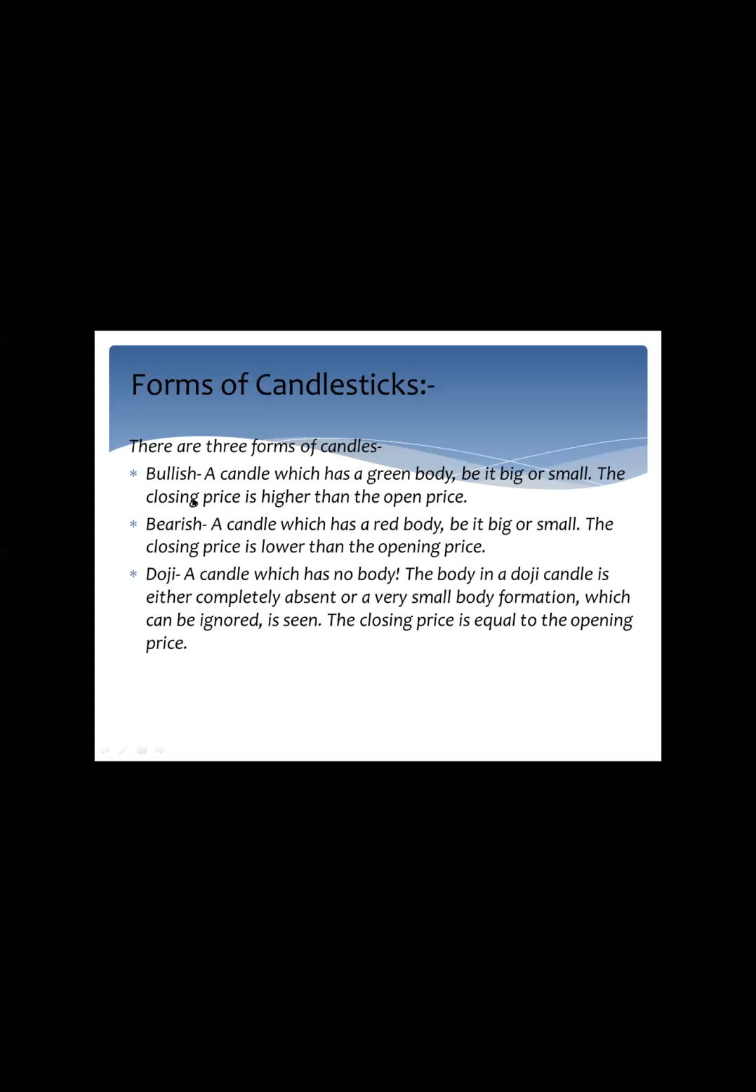I told you the forms of candlesticks: bullish, bearish, and doji. Bullish: green body, be it big or small, it is a bullish candle. A bearish candle, be it big or small, the body size doesn't matter, the body should be red in color. While a doji has no body, the body in a doji candle is either completely absent or a very small body formation which can be ignored is seen. The closing price is always equal to the opening price in a doji.